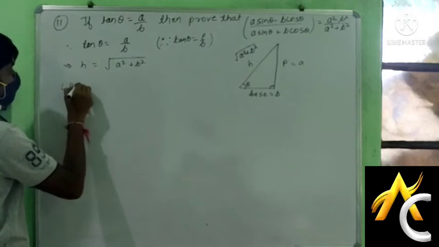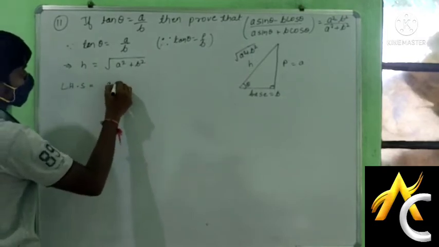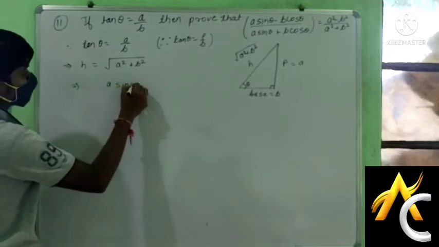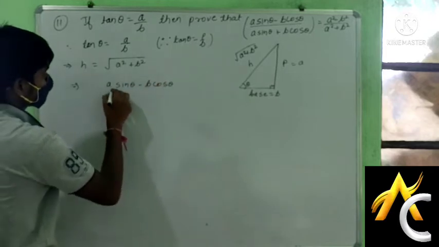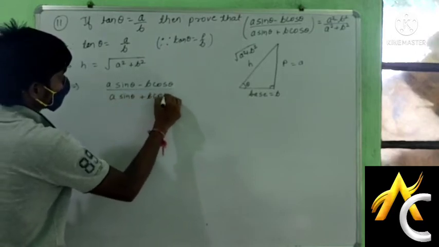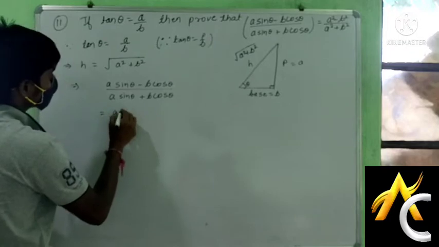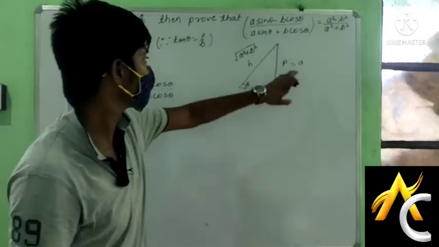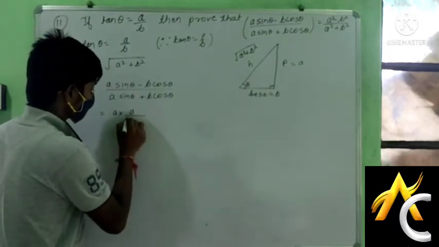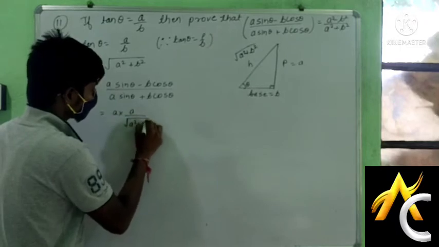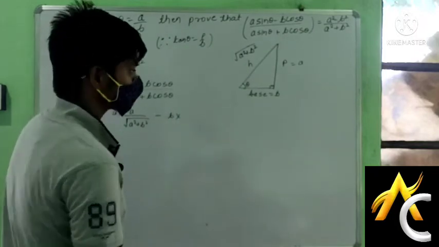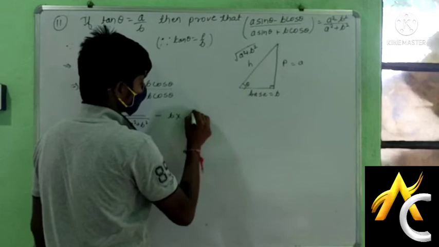Then the left hand side of the solution will be, let us solve it: a sin theta minus b cos theta by a sin theta plus b cos theta will be equal to a into sin theta, which is equal to p by h. So it will be a by root under a square plus b square, a into a by root under a square plus b square, minus b into cos theta, which is equal to b by h. So it will be b by root under a square plus b square.